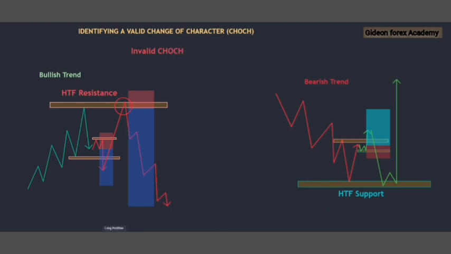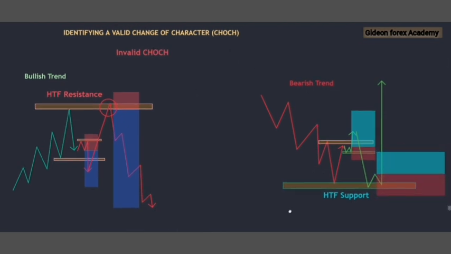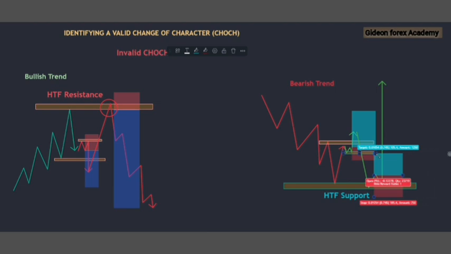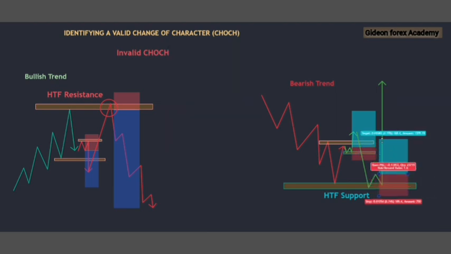So you would have bought from here. This would be the right place to buy. This would have been the right area to buy at. You would have bought from here after a confirmation. You don't buy blindly at higher time frames. You wait for a confirmation with candlestick patterns like bullish engulfing or double bottom at the higher time frame demand area.